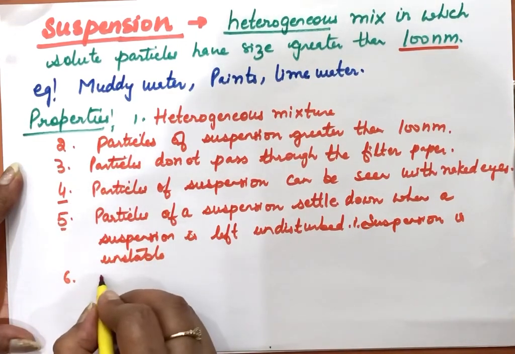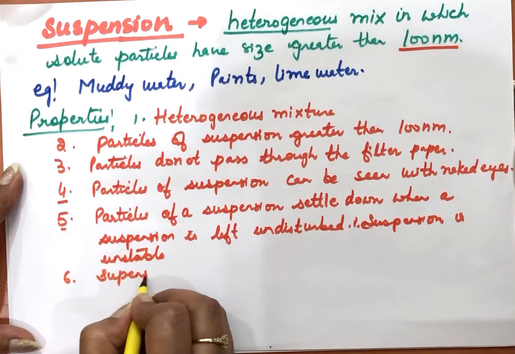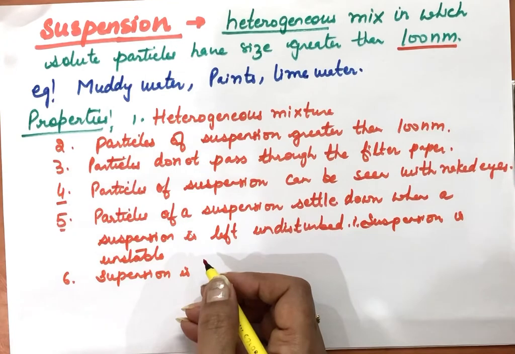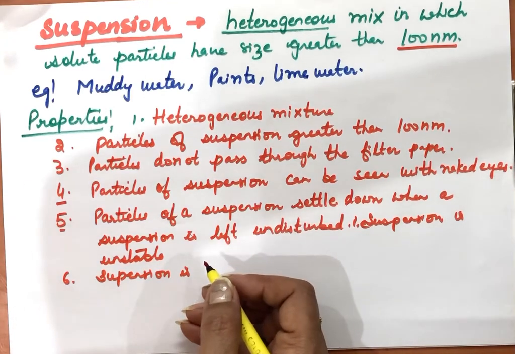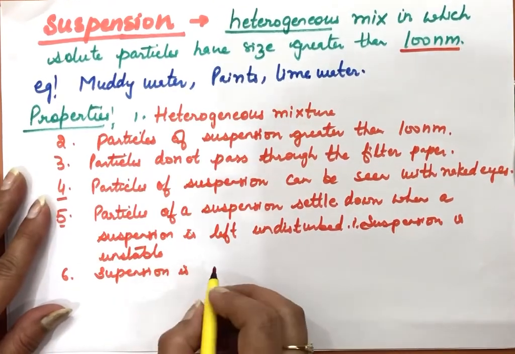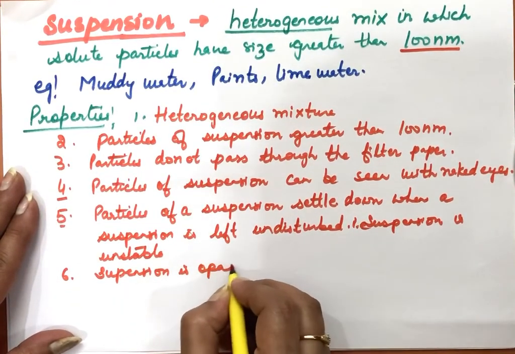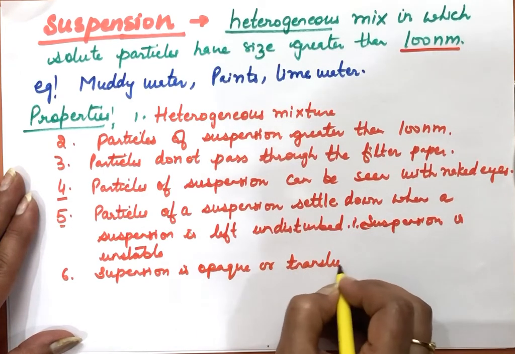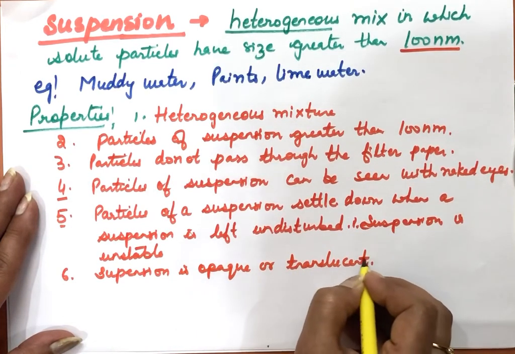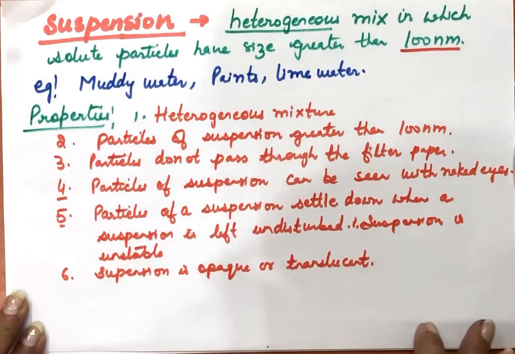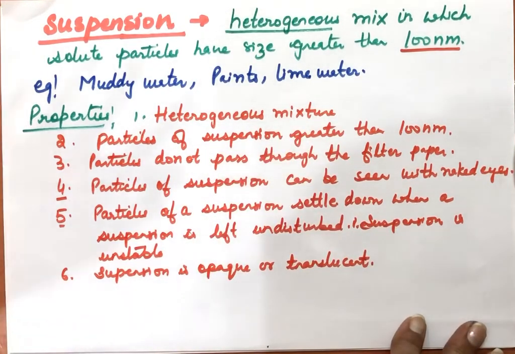Next, suspension is opaque. Opaque means if you have taken a suspension in a glass container and look at the solution from one side, we cannot see anything on the other side of the solution. So suspension is opaque, and some suspensions we also see are translucent. Translucent means in this case the things are a little bit visible. They are not clearly visible, but a little bit visible on the other side. These are the properties of suspension and what a suspension is.